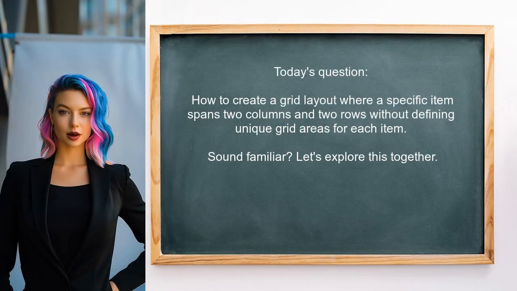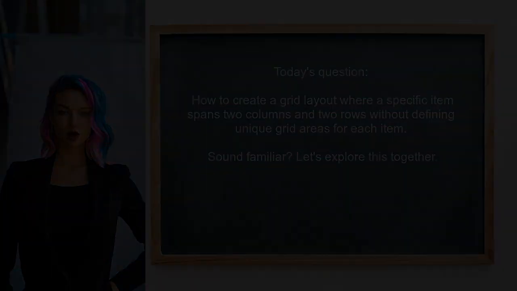Here's the specific question we're addressing today. One user asked how to create a grid layout where a specific item spans 2 columns and 2 rows without needing to define unique grid areas for each item. Sound familiar? Let's explore this together.